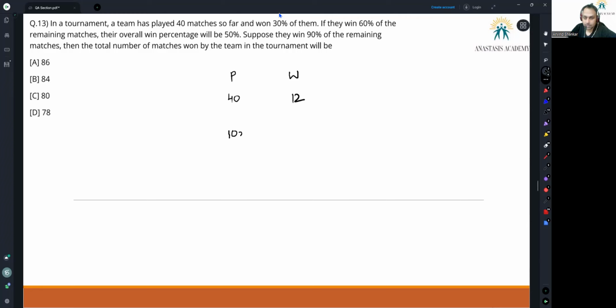Next number of total matches will be 40 plus 10x. And they are winning 60% of the remaining matches, so they will have 12 plus 6x. And what is being told to us is 12 plus 6x divided by 40 plus 10x is 50%. So, okay, 12 plus 6x by 40 plus 10x is equal to 1 by 2.